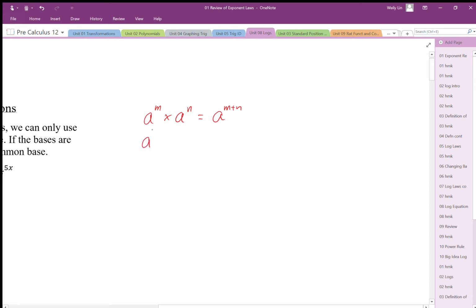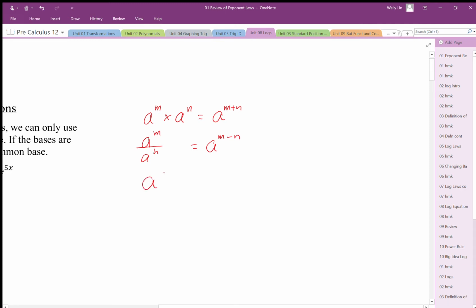Okay, so if we have a to the m divided by a to the n, the divide takes away from the times, so we're just going to subtract. So again, we're kind of counting up the number of multiplications. We're going to take away multiplications when we divide.